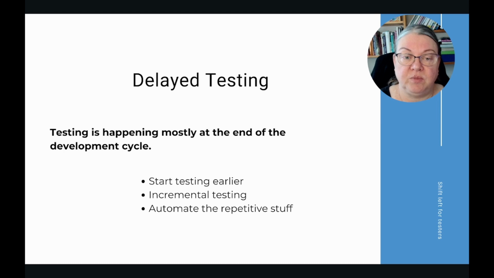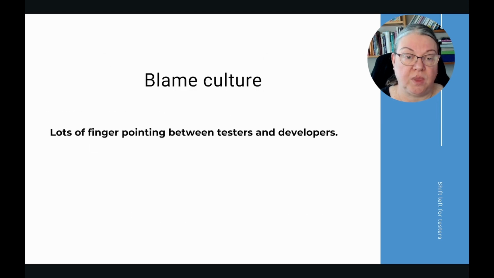Symptom number 2, blame culture. When fingers start pointing between developers and testers at who's responsible for late-stage bugs, it indicates a lack of trust and collaboration. Shift left requires a sense of shared ownership for quality.